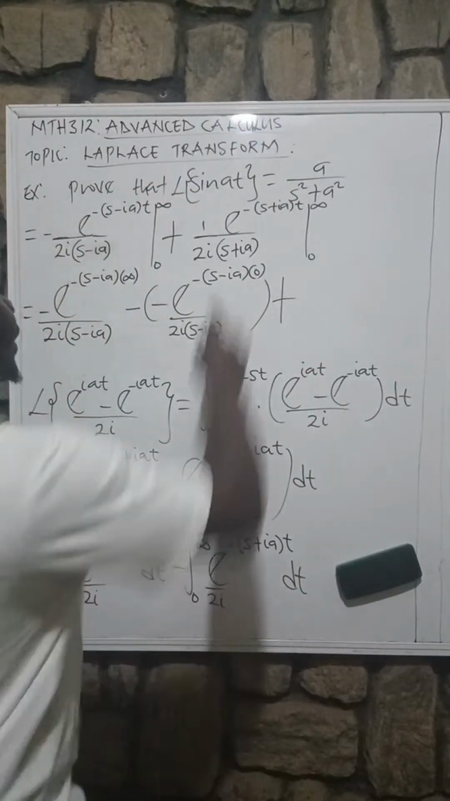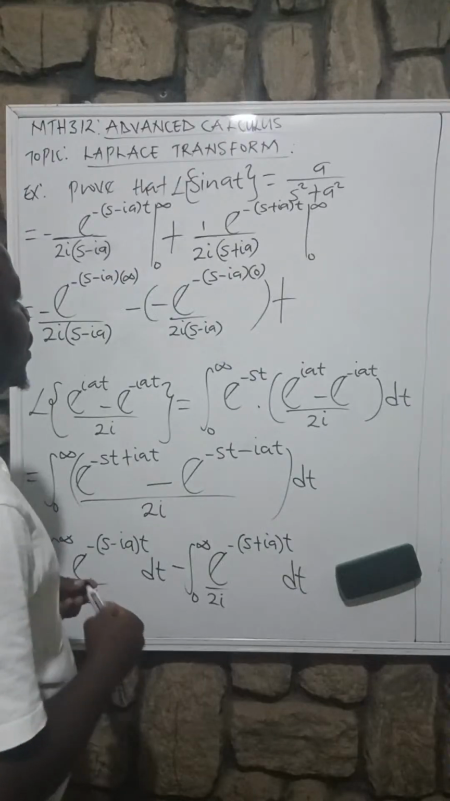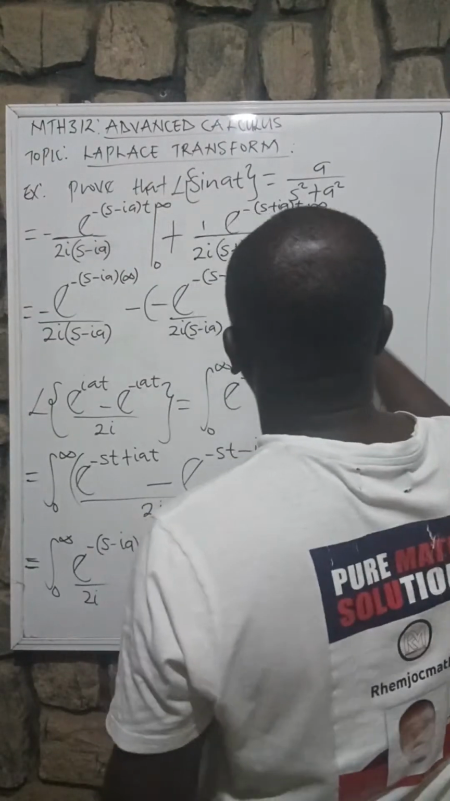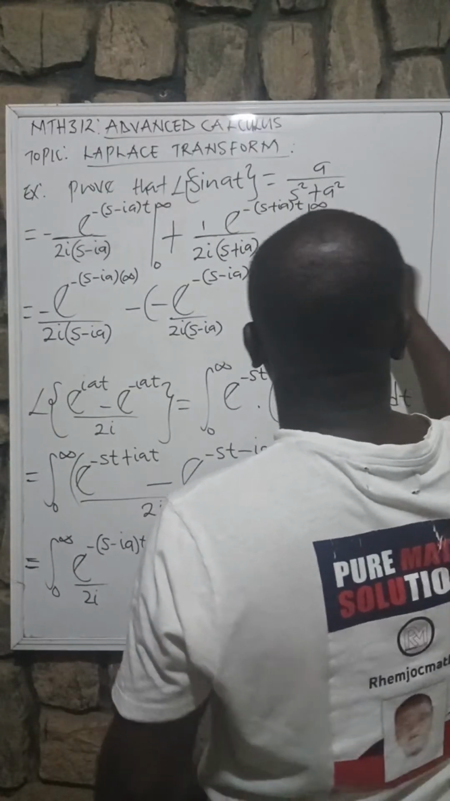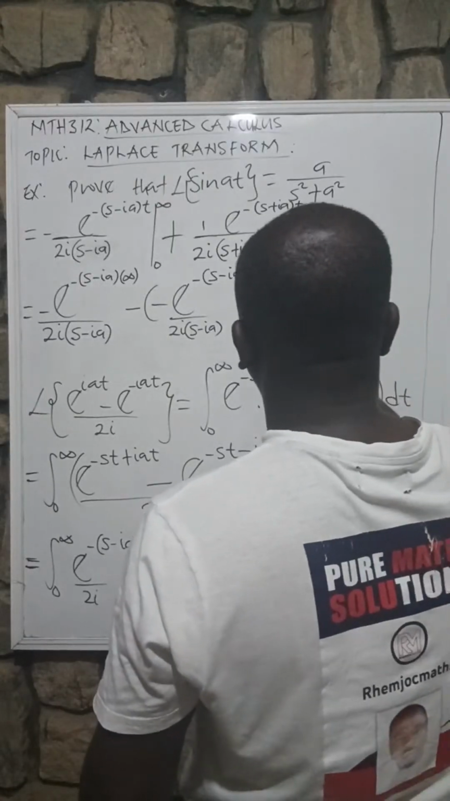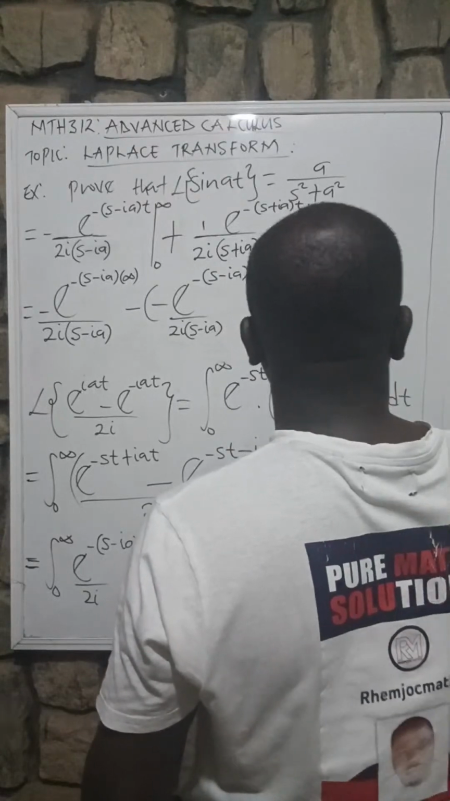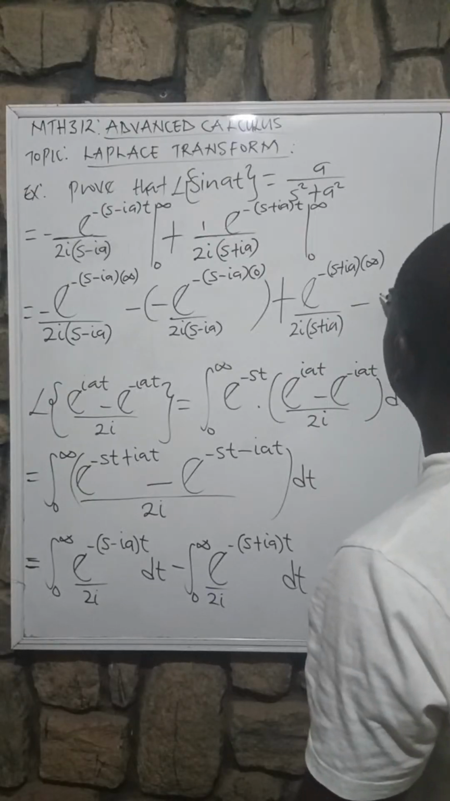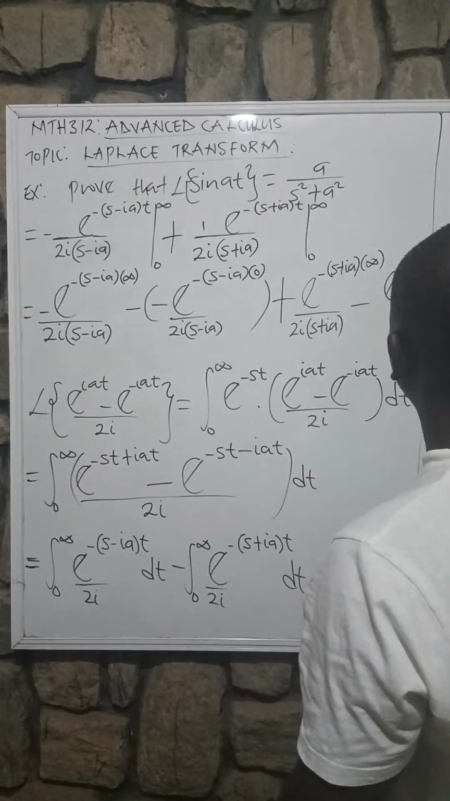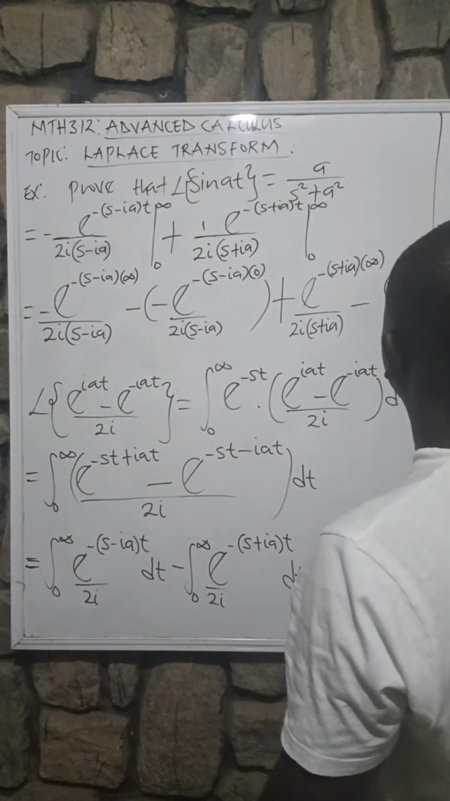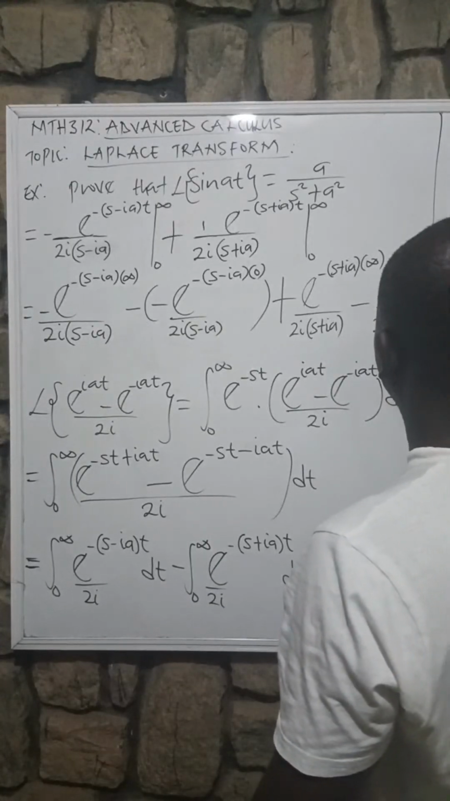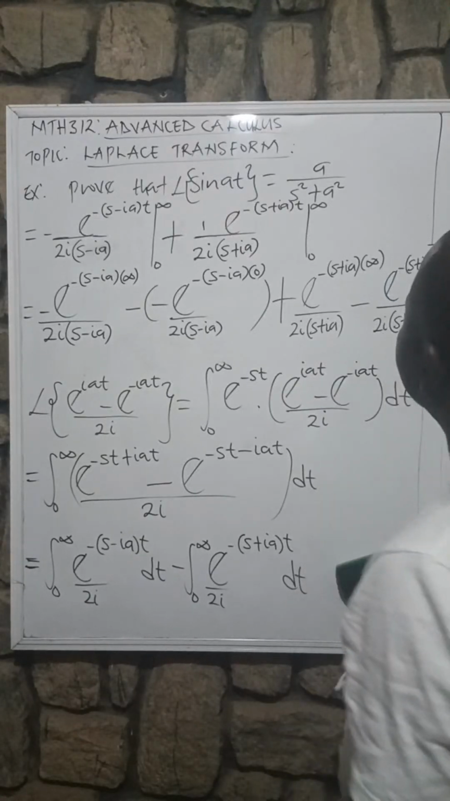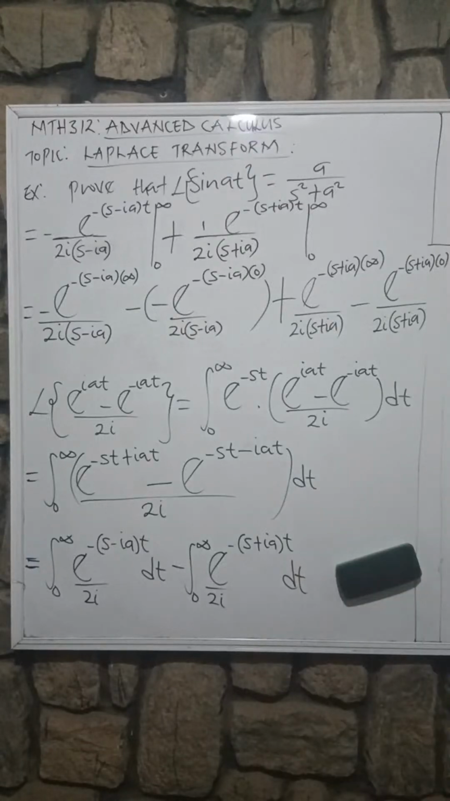Then here we have plus, and the same thing is applicable here. Let's proceed. Then here will be exponential minus open bracket s plus ia, substitute in infinity, all over 2i open bracket s plus ia. Then minus exponential minus open bracket s plus ia times 0, all over 2i open bracket s plus ia. Hope you are following.